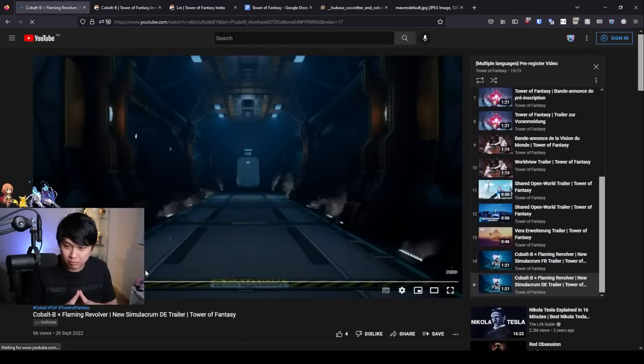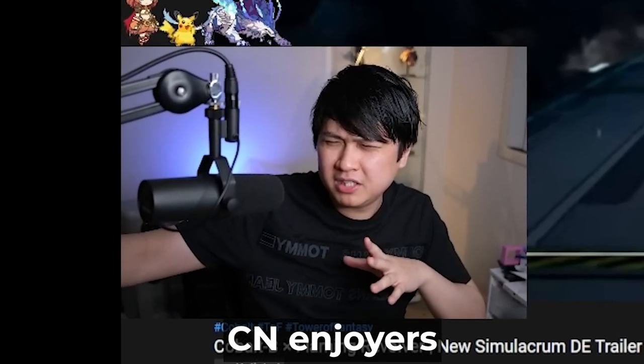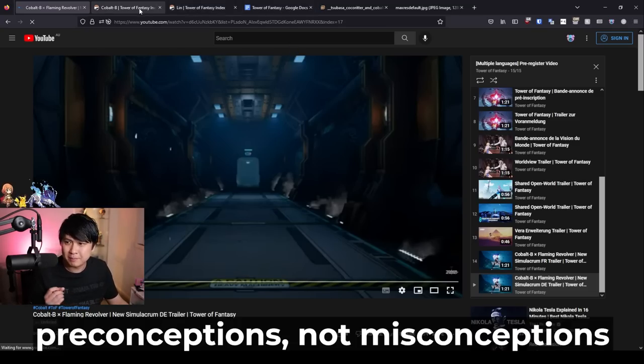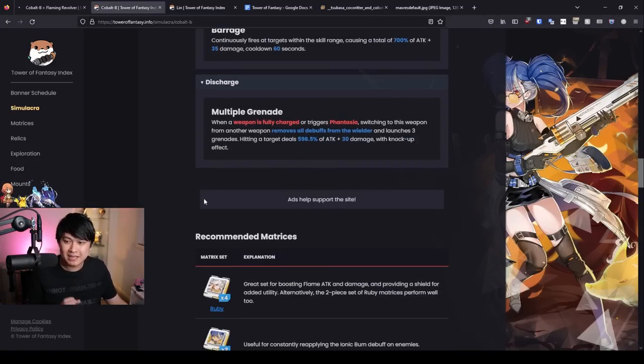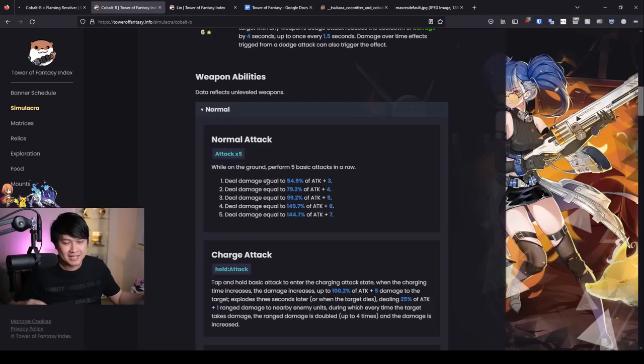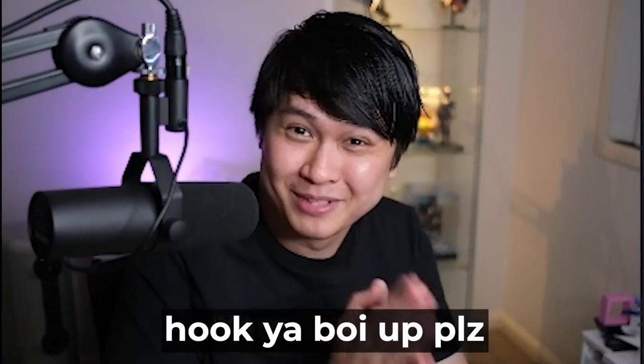But I do want to focus more on the viability of Cobalt-B in the current state of the global meta. Because I know a lot of people are like, oh man, Cobalt-B, freaking trash unless you get a 6-star. All of these different preconceptions about Cobalt-B, about how exactly she performs. I want to talk about them today, and just from a theoretical level, because as we know, I don't have access to the test server, so please, Tower of Fantasy, give me that test server.